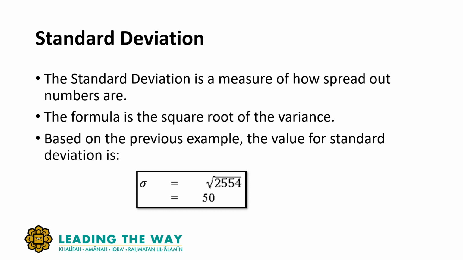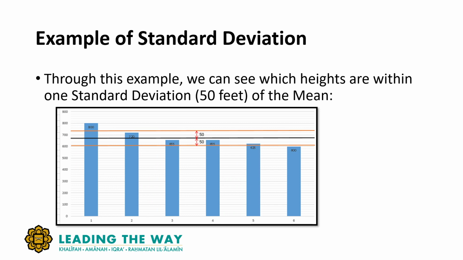Through this example, we can see which heights are within one standard deviation, that is 50 feet of the mean. So you get the mean, and then this standard deviation is 50 feet from the mean.